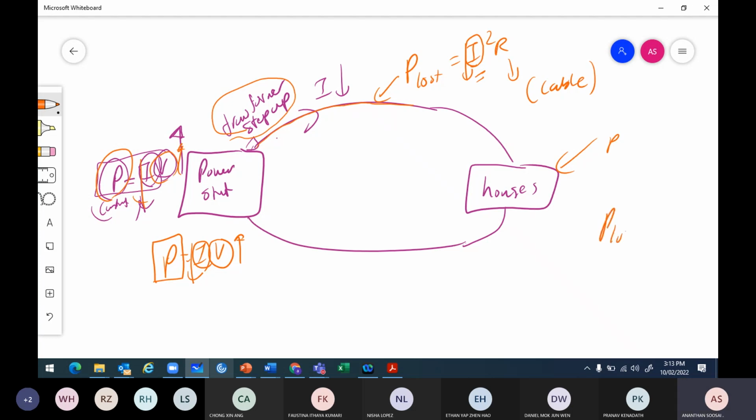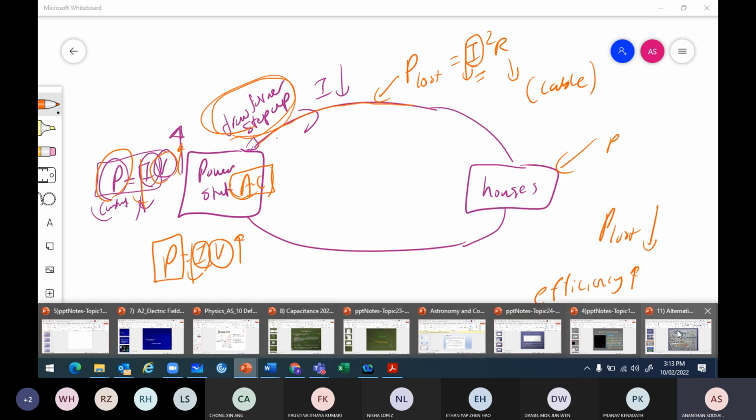If power loss is low, it means the efficiency is high. More power will be channeled to the houses. So this Tesla idea works. If the power station is AC, alternating current, the voltage can be altered by using a transformer. Therefore, AC is the winner. AC has been selected and is most suitable to be transmitted around the world to households. So hope you got the idea.